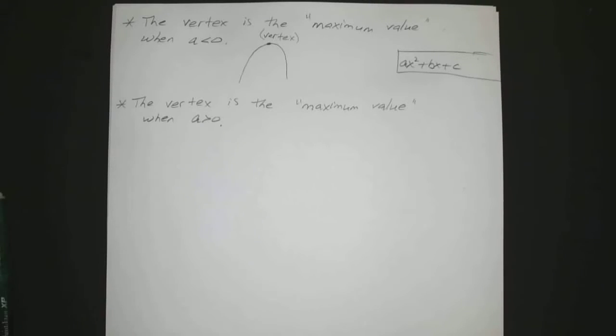Because if you look at the graph, remember when you have a negative x squared, it flips over. So if it flips over, you now have a parabola that looks like that. So this means your a is less than 0. So let's say it's negative 2x squared plus 3x plus 4, or something like that.